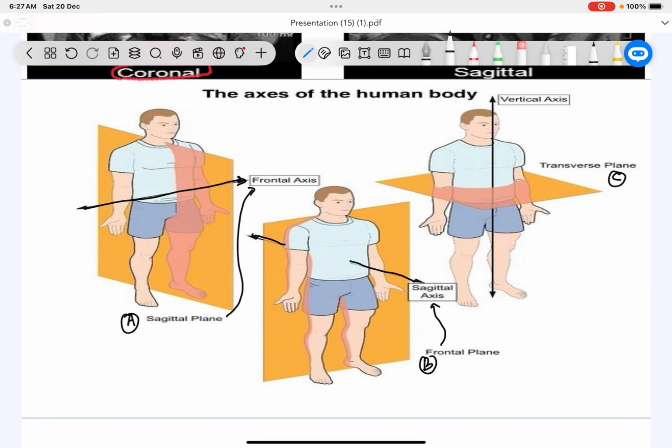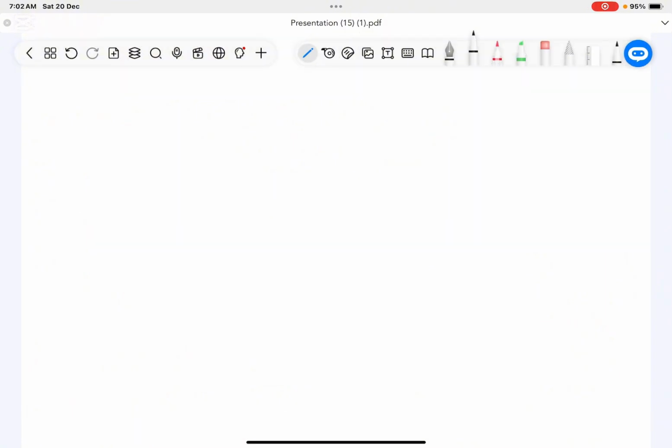On figure C, in transverse plane, we can see that the line is passing vertically. So, transverse plane, the axis is vertical axis. So, on transverse plane, movement will be rotational movement. Now, let us summarize all the plane, axis and movement.